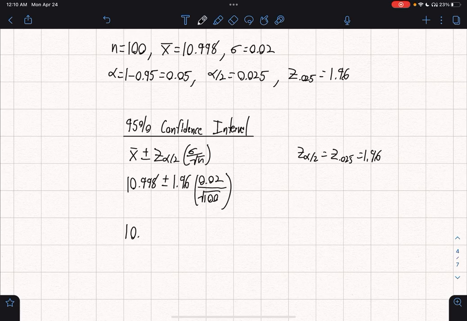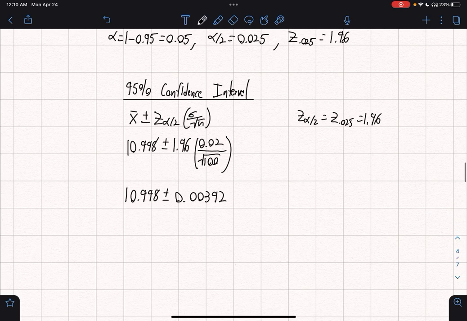Okay, so 10.998 plus or minus. If you plug that into your calculator, you get a value of 0.00392. And then if you take 10.998 and subtract 0.00392, you get 10.994. If you take 10.998 and add 0.00392, you get 11.00192.